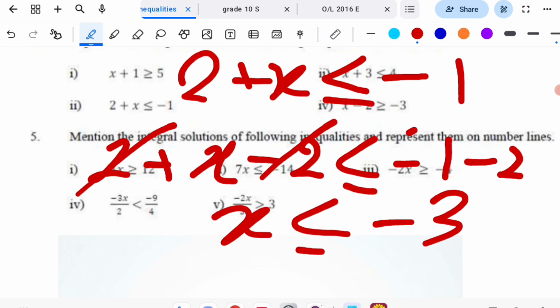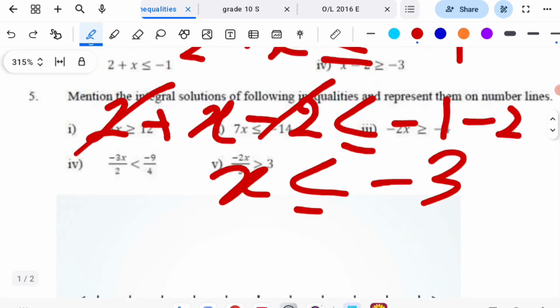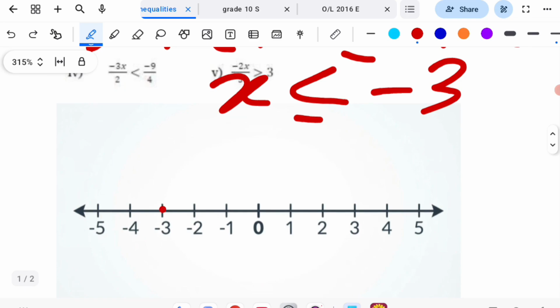There are same marks in these two numbers. We have to put the given number and add the terms. x less than or equal to minus 3. Then we can mark minus 3, minus 4 and minus 5. We have to mark minus 3 and numbers less than minus 3.